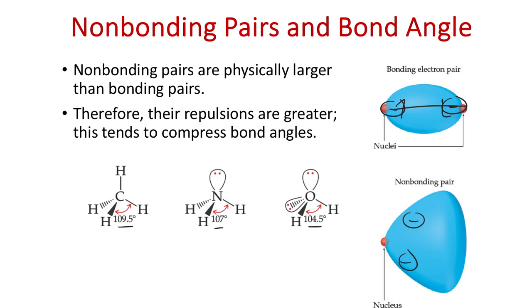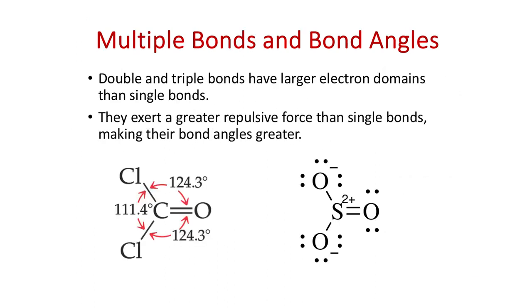Now, predicting bond angles helps us understand, if you get the picture of what the geometry is, where the non-bonding pairs are, and the idea of the relative repulsions, that the non-bonding pairs have greater repulsions with the bond pairs in a given atom, or in a given molecule.